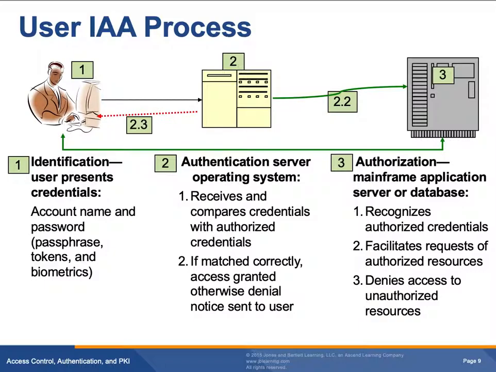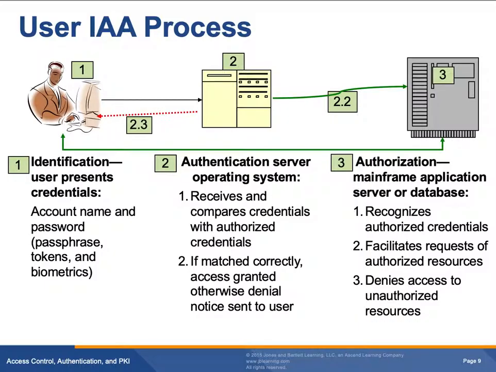Now, they also mention tokens and biometrics. Tokens are things that you have. Biometrics are things like your handprint, that sort of thing. Authorization. Perhaps up on the top, you see someone is typing in their account name and password. That's authorized by the system. The system, the yellow box in the middle: authentication server, operating system, and I always think of Active Directory, receives and compares credentials with authorized credentials. Basically does a comparison. If it's matched correctly, access is granted.